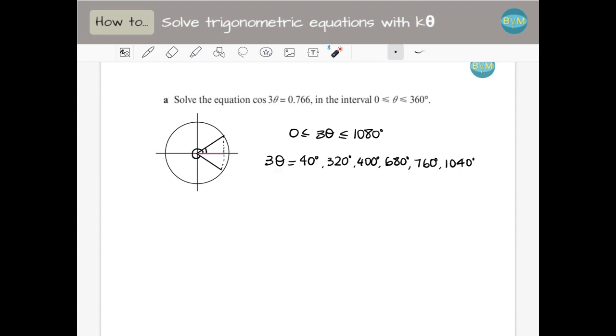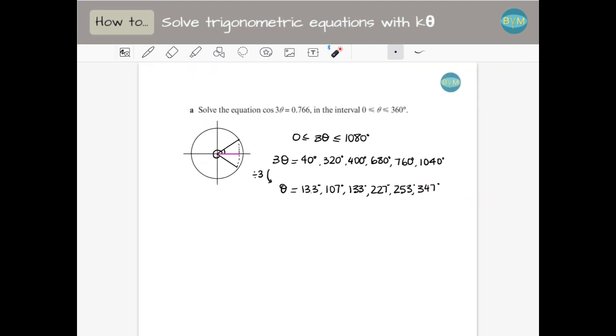What I'm going to do now is to find the solutions for theta just dividing by 3. So I have to find all the solutions for 3 theta in this interval, and at the end divide by 3. If you do the other way around, you will miss solutions. So just divide. So 13.3 degrees, 107 degrees, 133 degrees, 227 degrees, 253 and 347. And those are my solutions to the question. Yeah, and you see that they are all in the right interval.